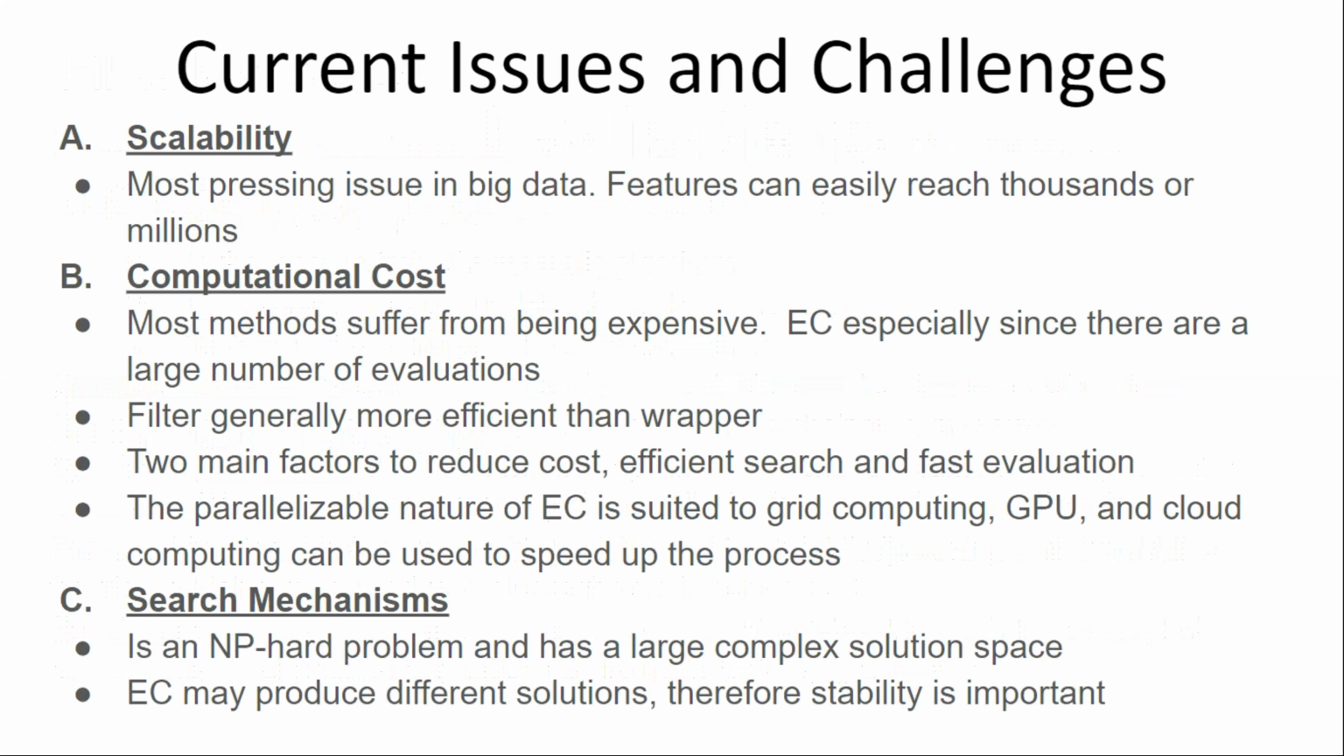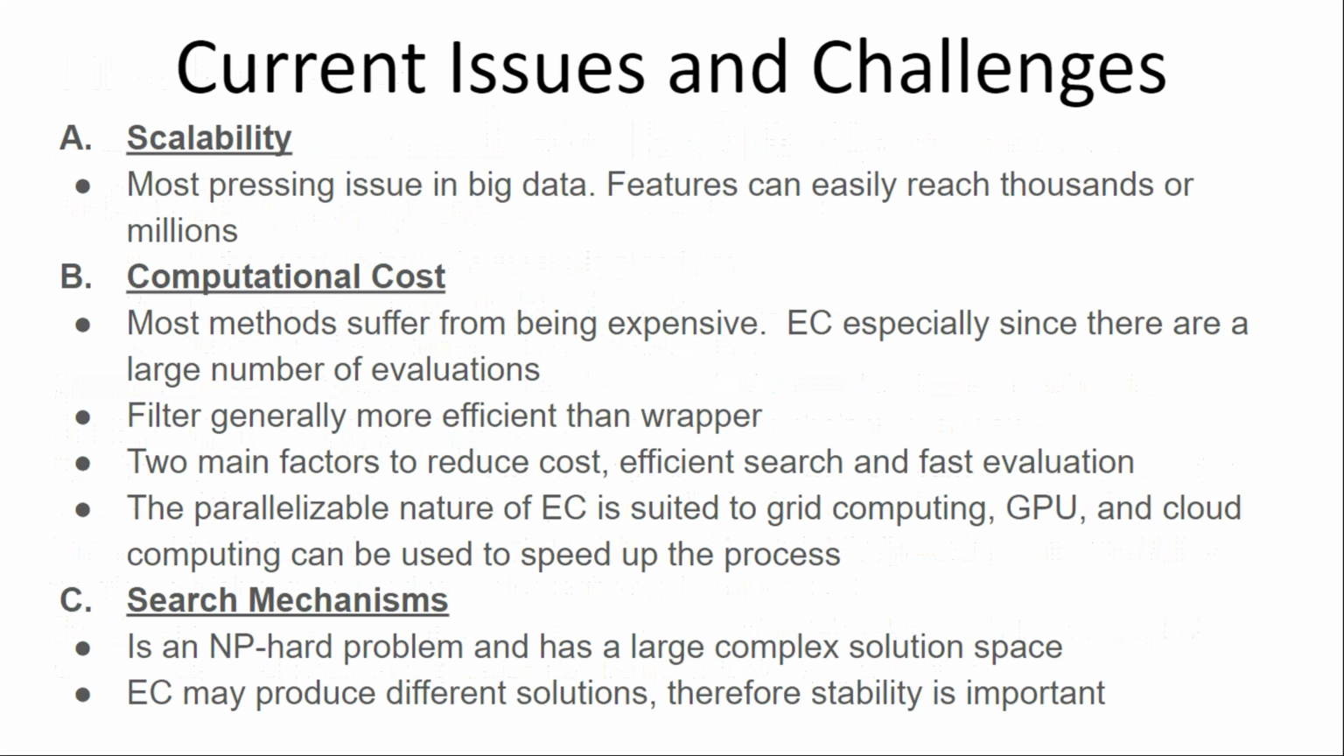Some of the issues with evolutionary computation for feature selection were presented here. The most pressing issue is scalability. In the big data world, in many problems, the features can reach tens of thousands or even millions of features. And most EC methods are computationally expensive given that they do an evaluation after each iteration. The filter is more efficient than the wrapper since it's just doing statistical evaluation. And EC lends itself naturally to parallel computing. So there are ways to reduce costs and increase evaluation speed.